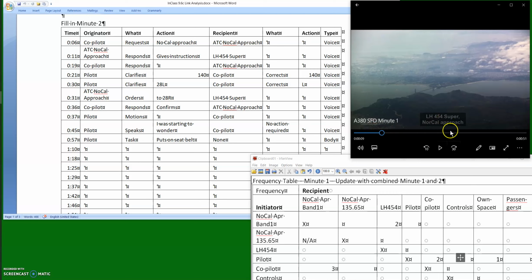So then, if you can see on the screen, it says the air traffic control calls or identifies the plane by LH454 Super. LH stands for Lufthansa, and Super because it's either a Boeing 747 or an Airbus 380. So the code is who you're talking to, LH454 Super, and NorCal approach is who's saying it. So what does Northern California approach say?